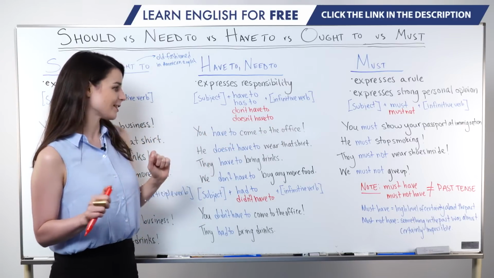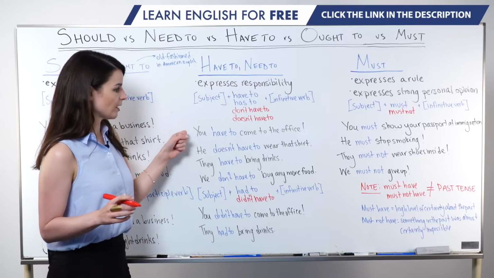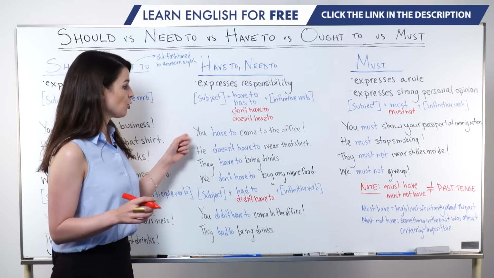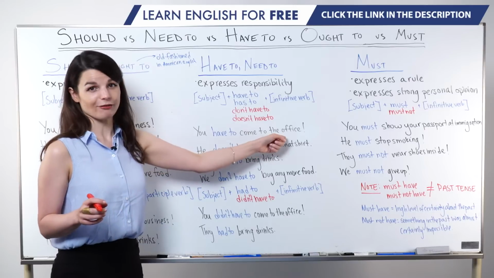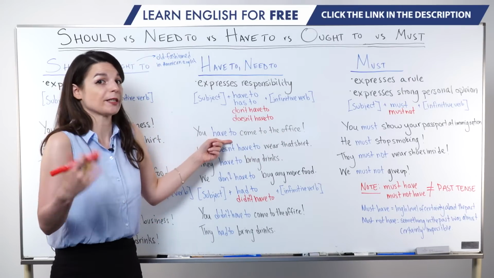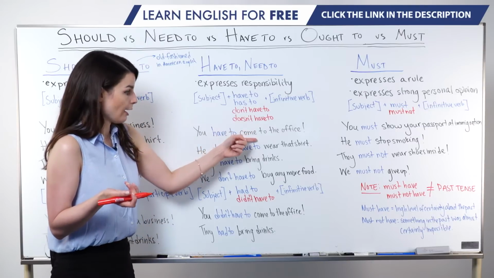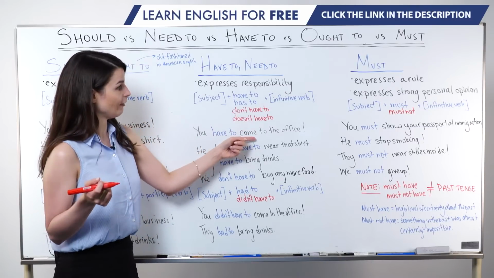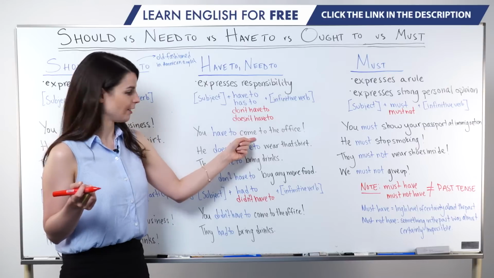So let's take a look at some examples. First, my subject is you. You have to come to the office. So have to. I have a responsibility to come to the office. So infinitive verb form, come here.